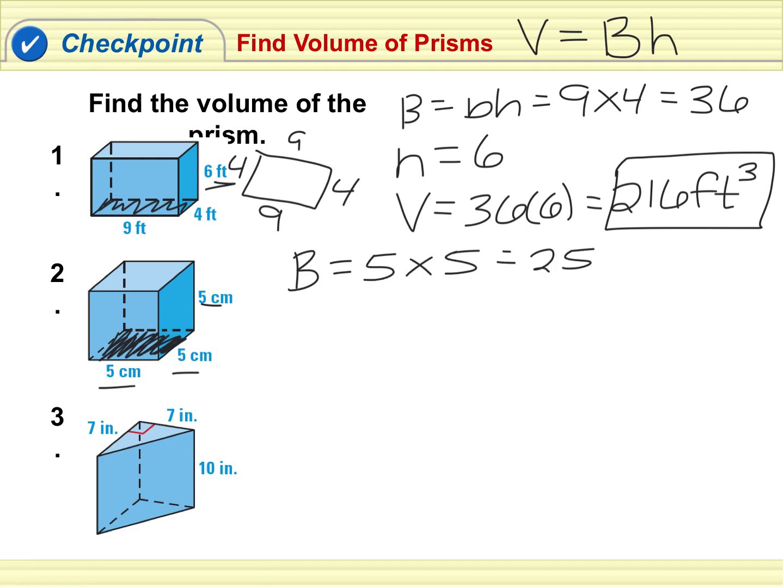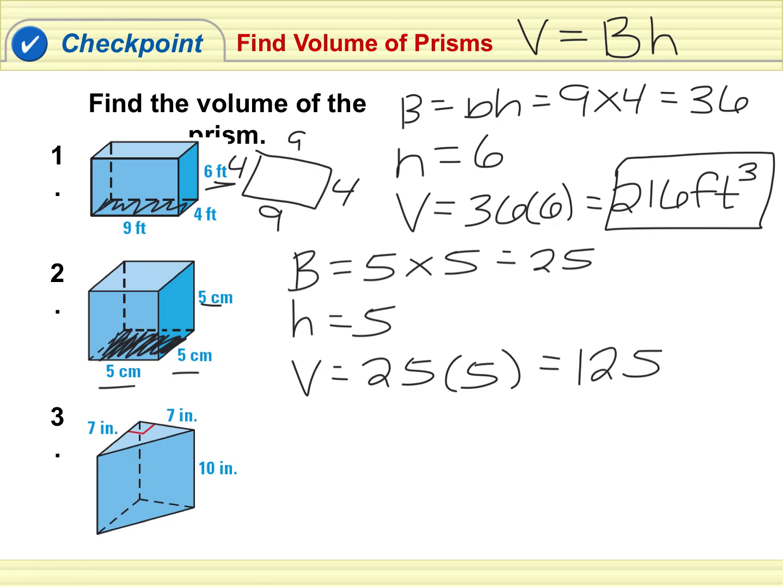What else do we need? H, 5. Josh, you're on a roll today. So how do I find the volume? Come on, Josh. 25 times 5. What's 25 times 5? 125. Label? Yep. Again, why is it cubed and not squared? Because we're looking for volume, not area. Good. Okay, we're going to leave number 3 for tomorrow. Are there any questions about the formula and what to do? Okay, I knew you would.